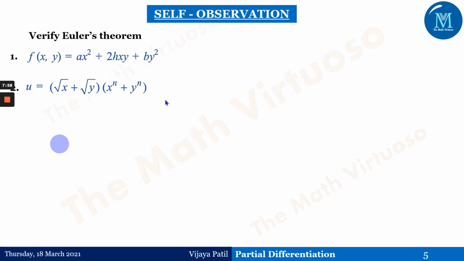That is what. And this is a self-observation slide wherein you have two questions which you need to verify with Euler's theorem. Try it out and try to get the answer.